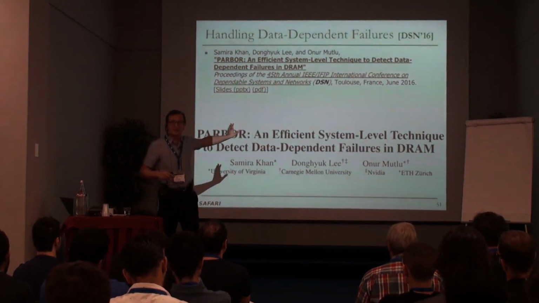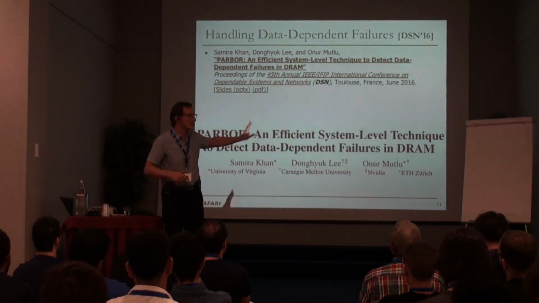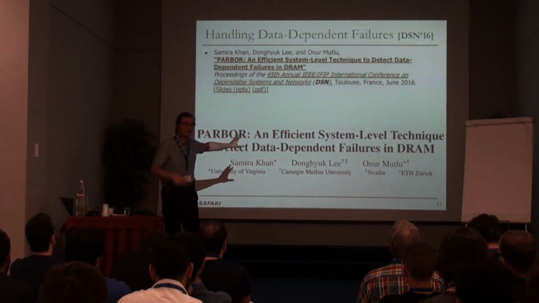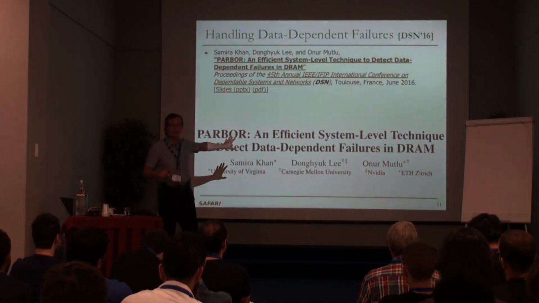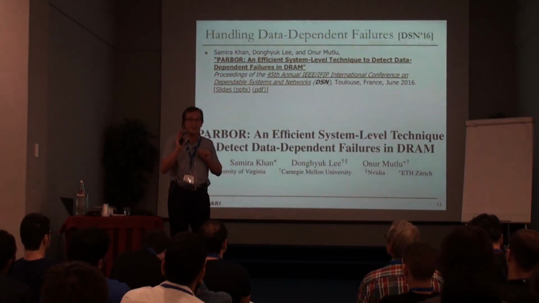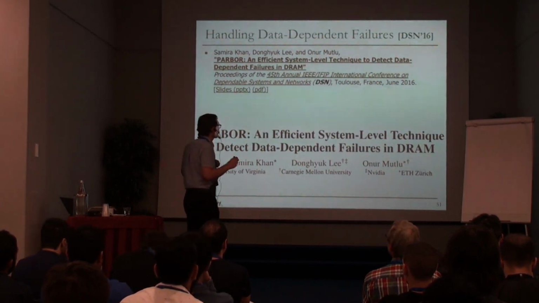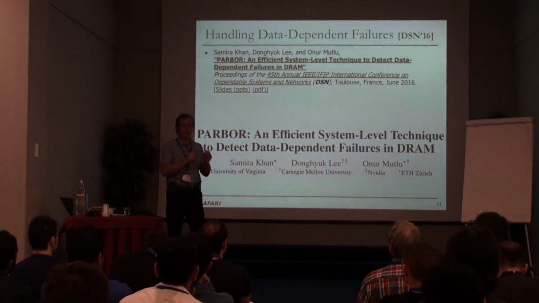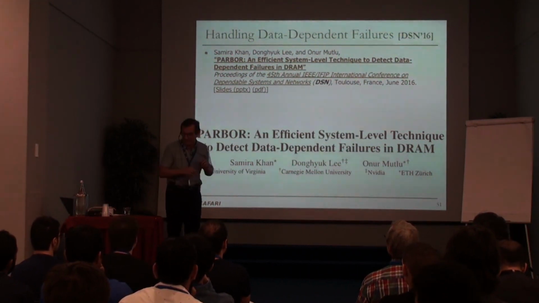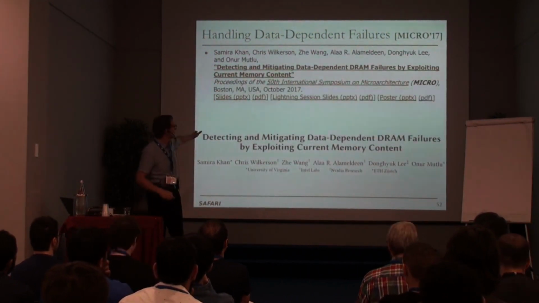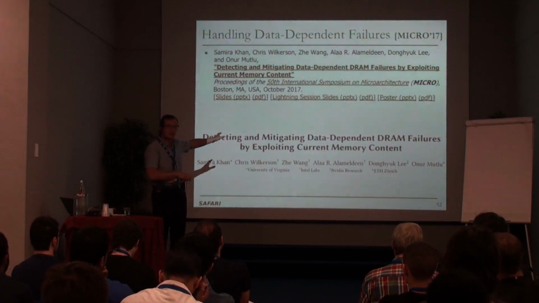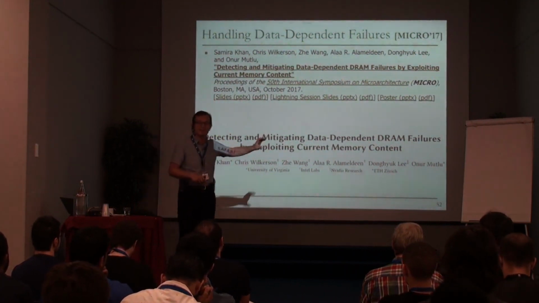Okay, I'm not going to go through some of the papers that I'm going to rush through over here, but there are interesting solutions for data-dependent failures. And all of these papers are actually driven by real data from DRAM chips. I think that's really necessary for doing this kind of research. You have to have real data, and I'm going to emphasize the importance of it later on. And you can actually exploit the current memory content to reduce the data-dependent failures, as I mentioned earlier.